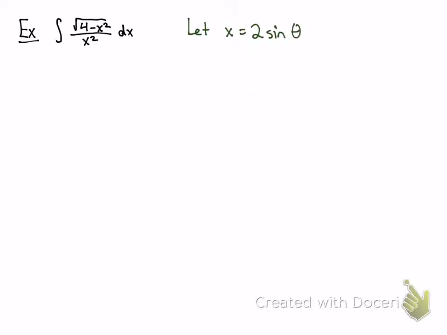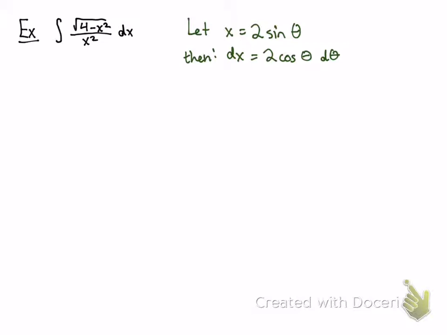So we will let the old variable x equal 2 times sine of a new variable that I'm introducing, theta. You could use u for this, but because it's playing the role of an angle here, I'm going to use theta. Well, if we make that substitution, we have to take the derivative to figure out the dx stuff. So dx will equal 2 times cosine theta times d theta.